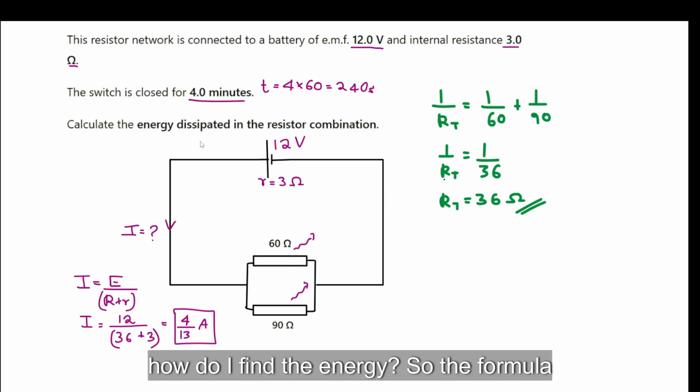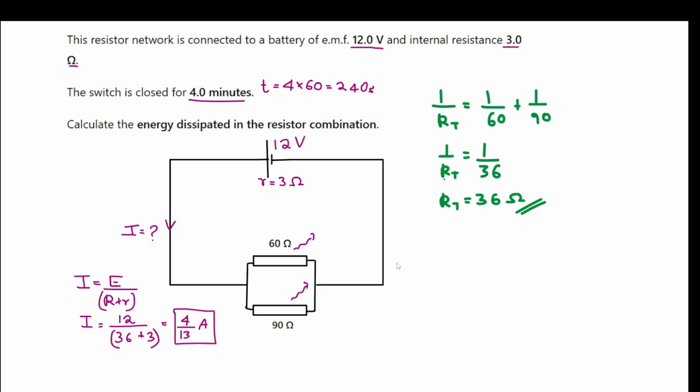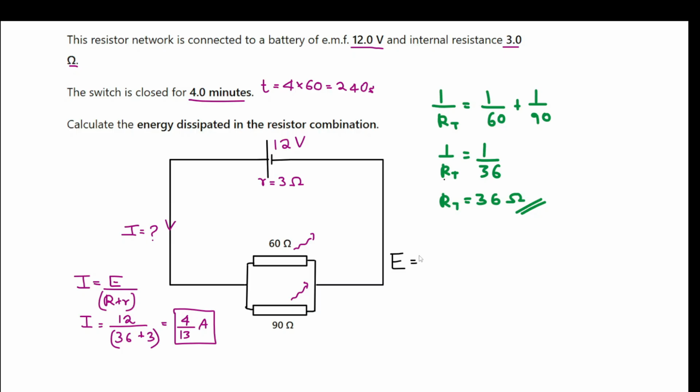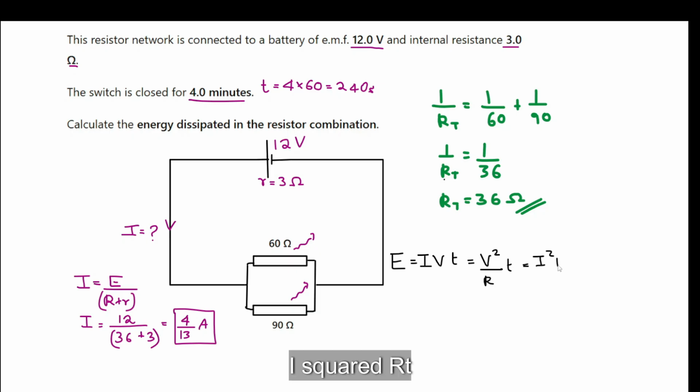Now, how do I find the energy? So the formula for energy, I can have a few of those. E is equal to IVT or V squared over R times T or I squared RT. Now, where do these formulas come from? Because P equals IV. So energy is power times time.